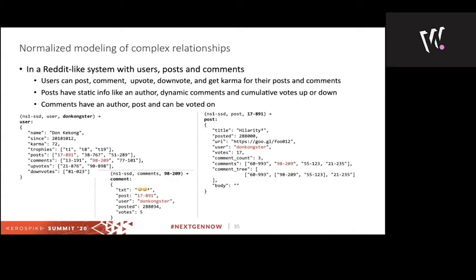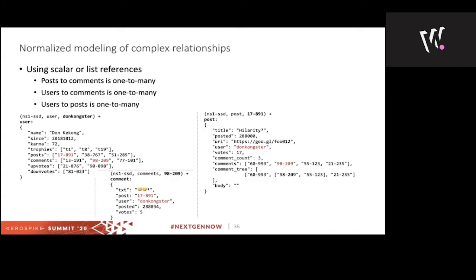Now, we are using either a scalar reference in the case of post.user, or list references if there's a one-to-many relationship. Posts to comments is one-to-many. Users to comments is one-to-many. Users to posts is one-to-many. These are all things that we can express through this modeling approach.